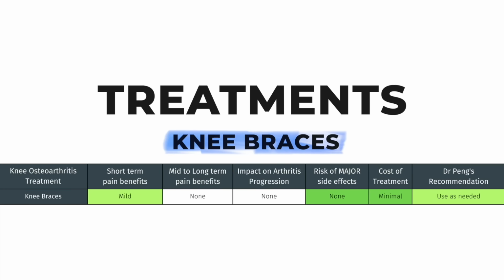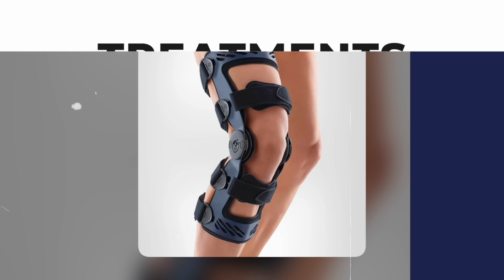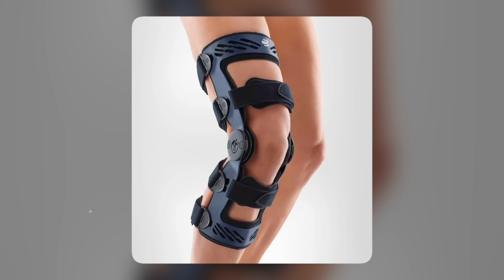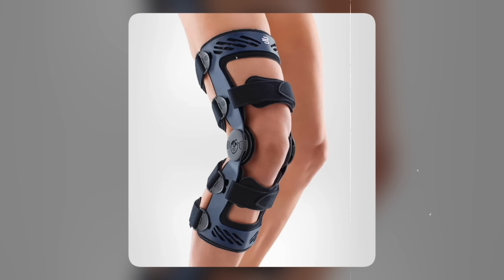Now let's move on to discussing knee braces. Knee bracing is advertised as a non-surgical treatment option for individuals with symptomatic knee osteoarthritis. Studies continue to show mixed results, but in general, the existing evidence suggests that knee braces and supportive sleeves likely provide some benefits.